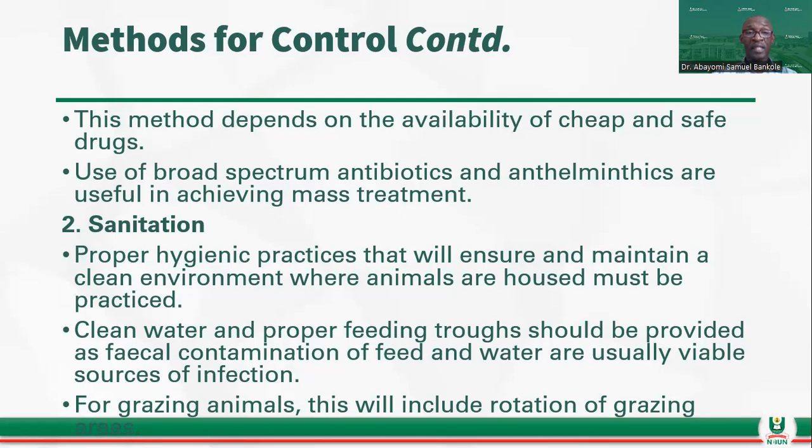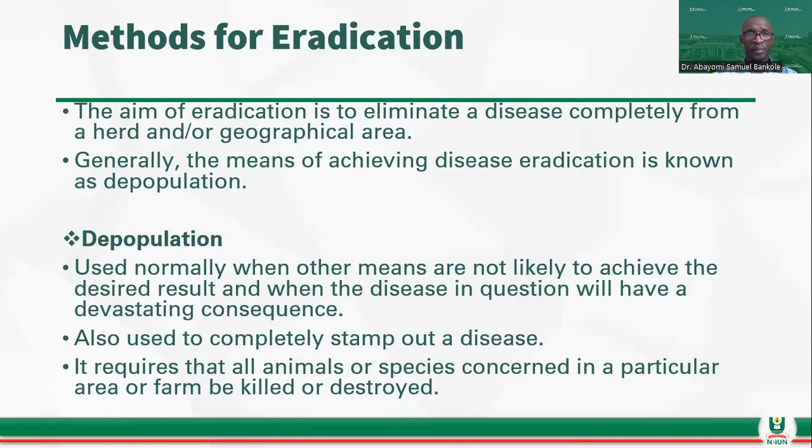Then number two, sanitation and hygiene. Now, proper hygienic practices that will ensure and maintain a clean environment where animals are housed must be practiced. Clean water and proper feeding troughs are meant to be provided. Contamination of feed and water is usually a viable source of infection. Now, for grazing animals, this will include rotation of the grazing areas.